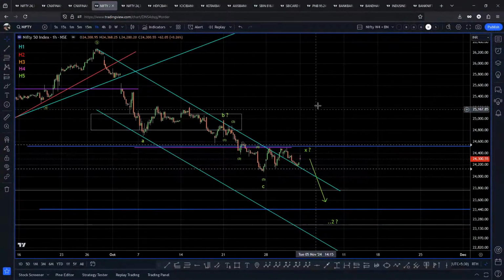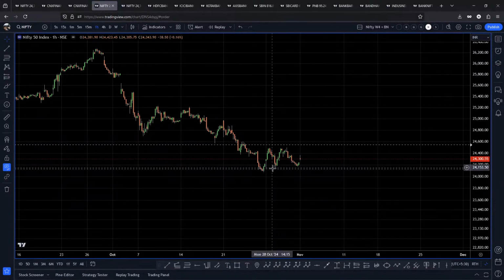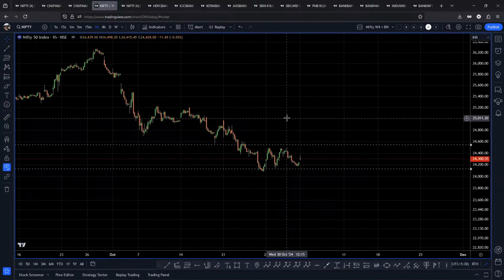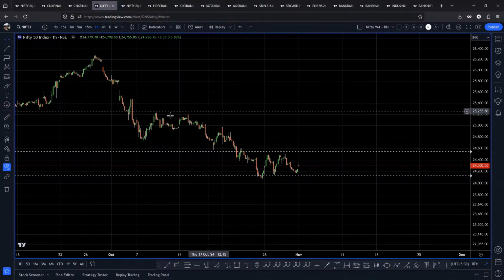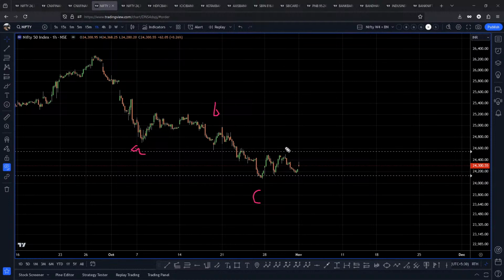So here's the chart of Nifty, 24090, 25th October. Here's the low. Since then, the market has actually not taken out the low, and it has not even given us any clear bullish sign. At this point in time, this market is a little bit unclear, I would say. There is a possibility that it breaks the low for C and gives another leg down.